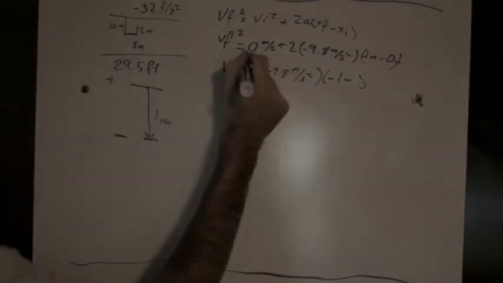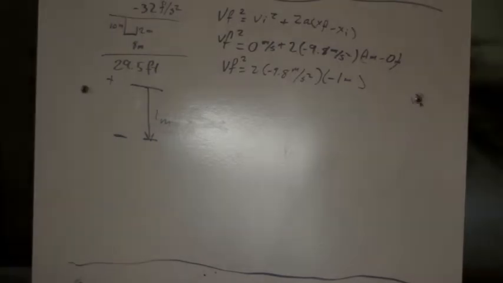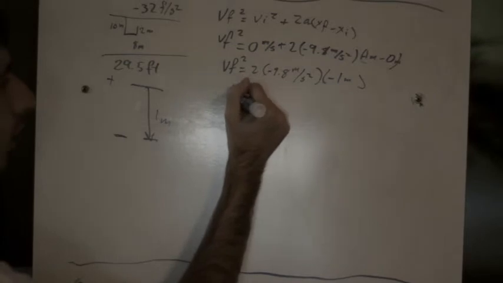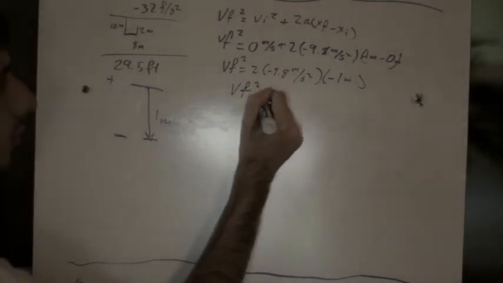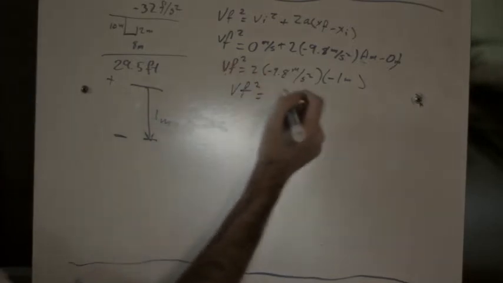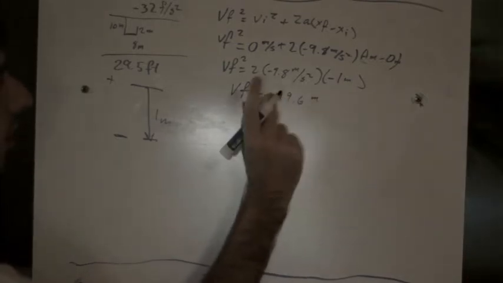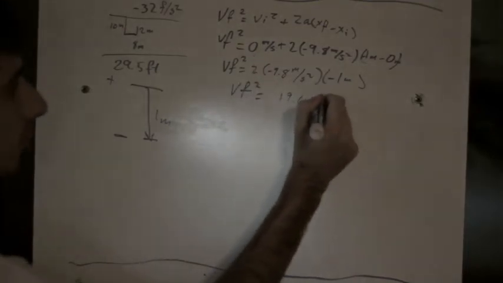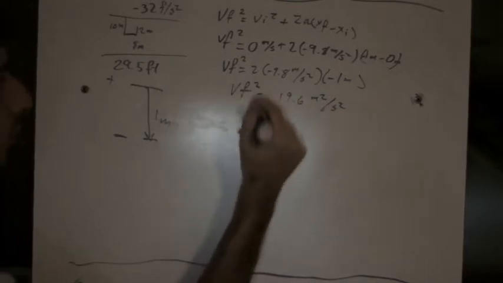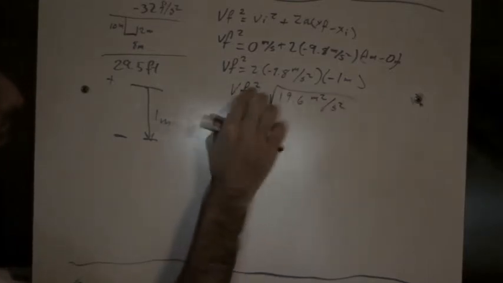Okay, remember to keep that 2. Now when you work that out, that'll give us 19.6. Positive, because we have negative and negative, in meters squared over seconds squared. But we have to take the square root of that because we have the squared here.